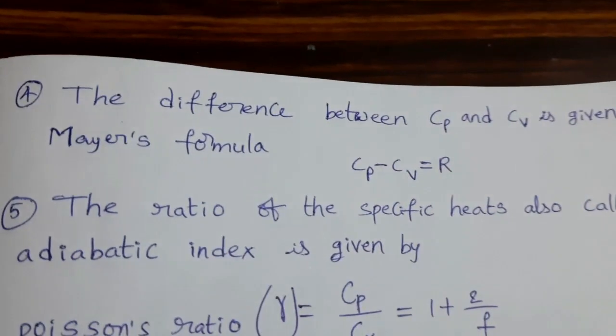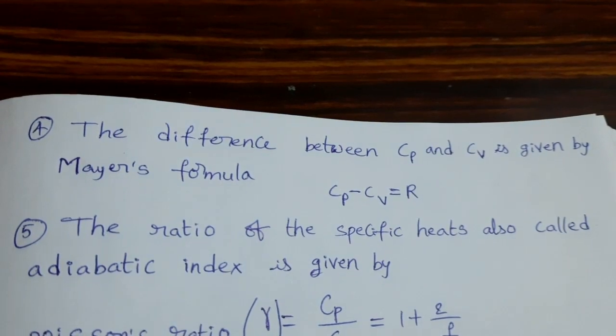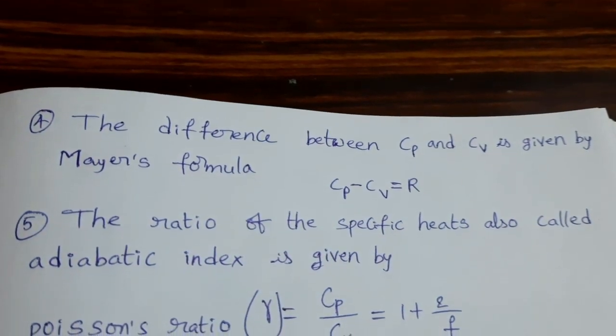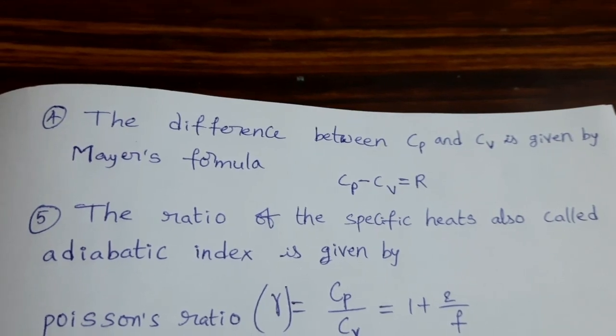Okay. Next, the difference between Cp and Cv is given by Mayer's formula. Remember this, Cp minus Cv equal to R. This is for 1 mole of ideal gas. This is called Mayer's formula.